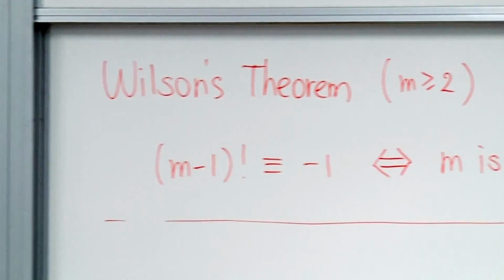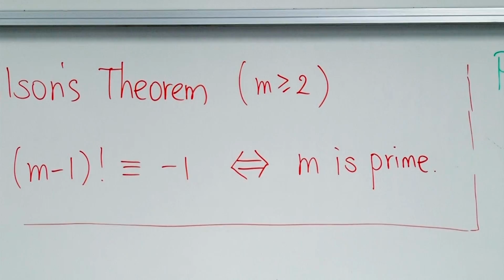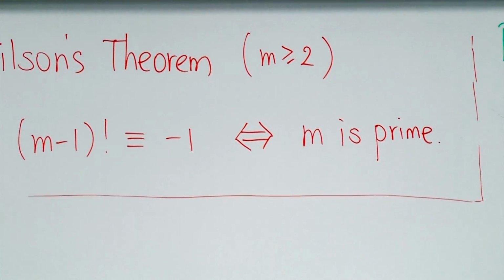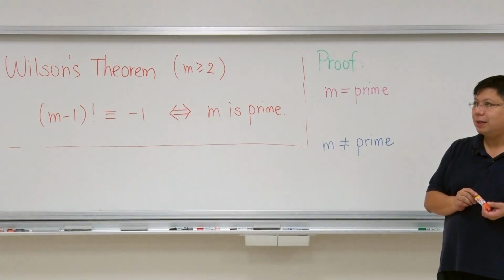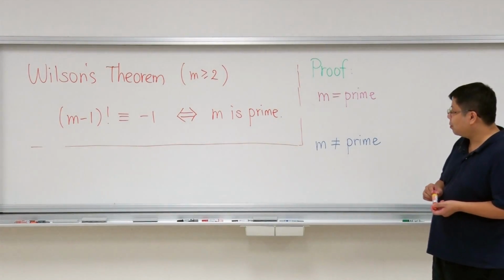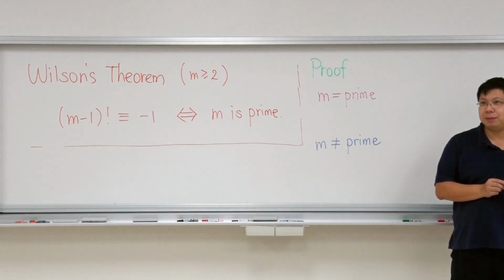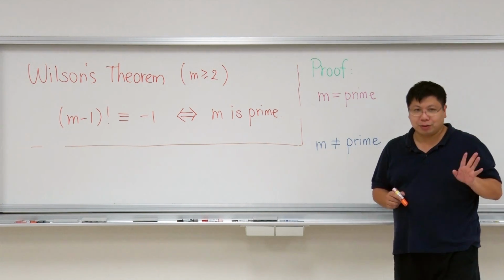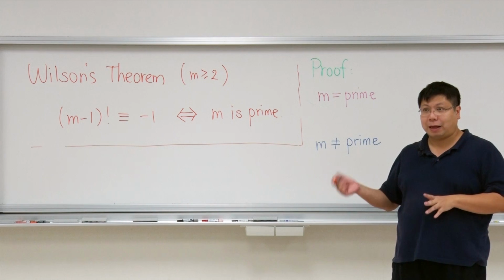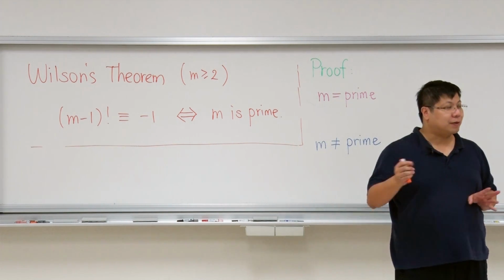So this is Wilson's theorem. It says that if you look at (m minus 1) factorial modulo m, it will be congruent to minus 1 if and only if m is a prime. So 6 factorial will be congruent to minus 1 modulo 7, because 7 is a prime.